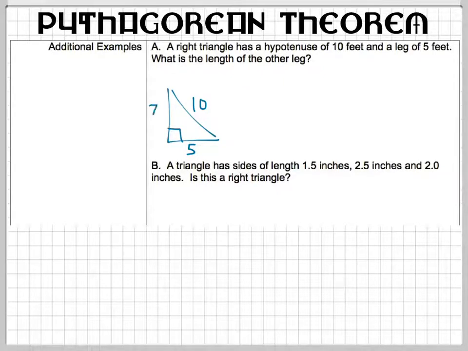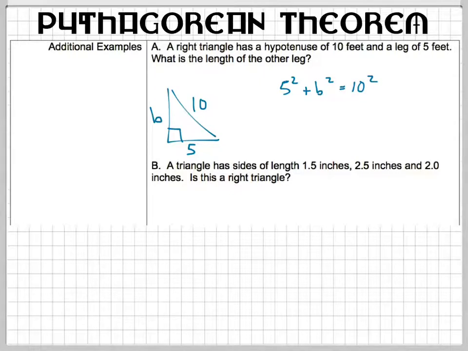What's this missing side right here? What letter can it be? A or B. Yeah, A or B. Very good. It cannot be the C because the 10 is the C. I'm going to put B there because my A's sometimes look like 9s. So we have 5 squared plus B squared equals 10 squared. Don't forget to square all of them.